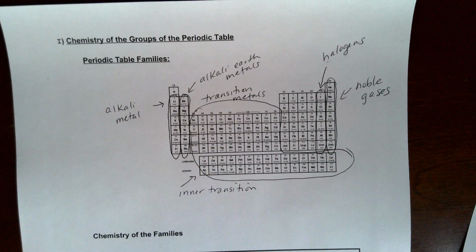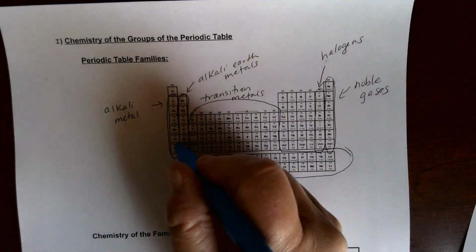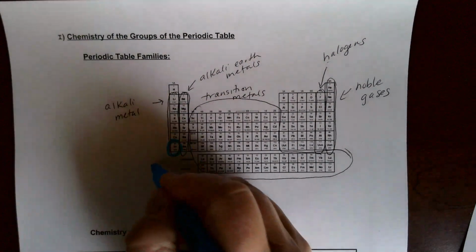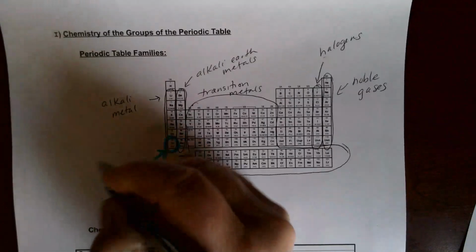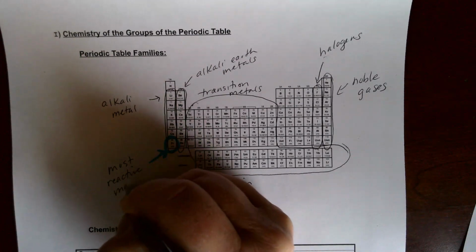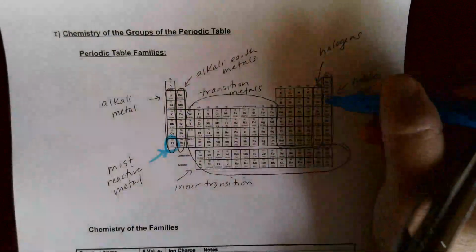And one more thing that I'm going to use a highlighter just to highlight it. Francium, right here, is considered the most reactive metal. Unfortunately, it's not something that you can go purchase because it has such a quick half-life. It doesn't hang around for very long, so we can't really even record it on video.